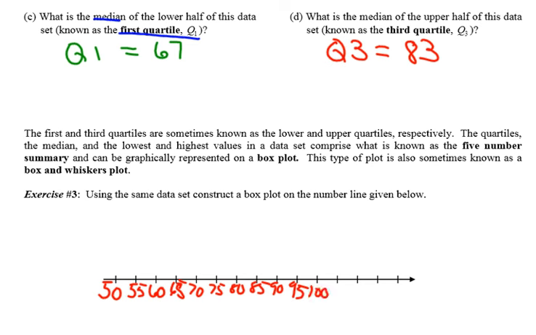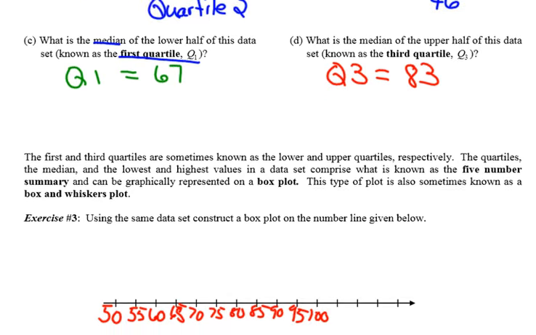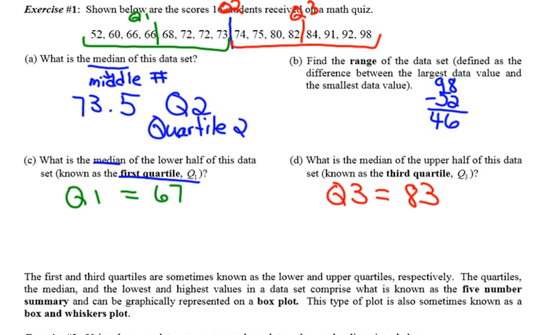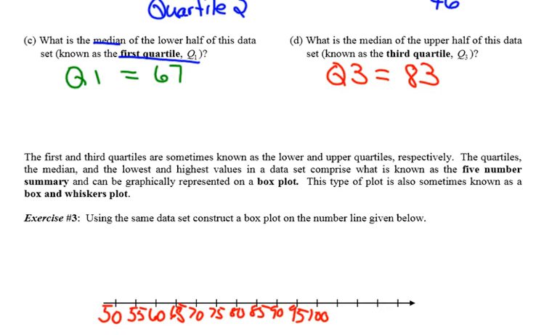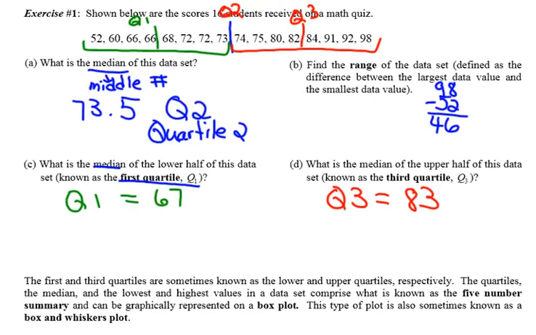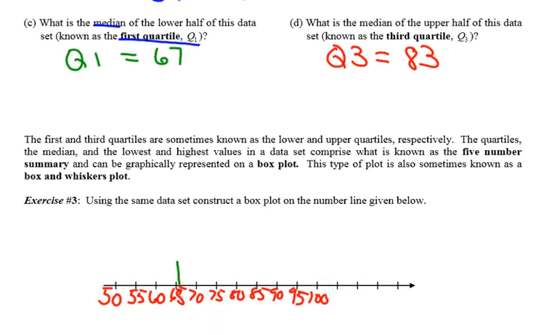So our box is formed by our quartiles. So I need Q1, so I'm using 67. And again, we're going to approximate where that is. That gets a line. Our median gets a line, and our median was 73.5. So right here. Our Q3 gets a line, which is 83. And we connect them, and there is your box.